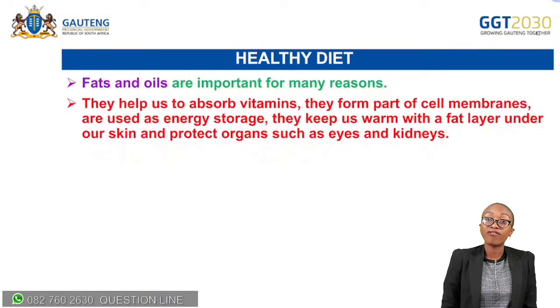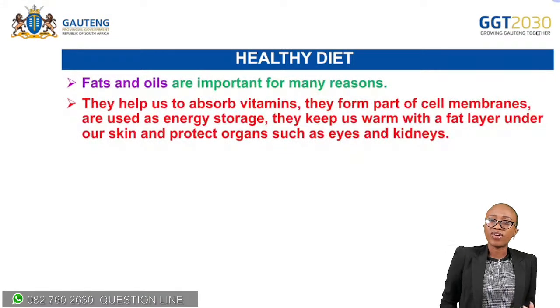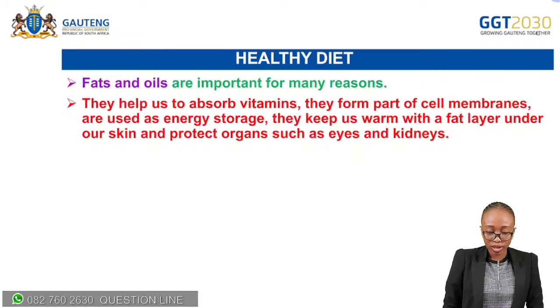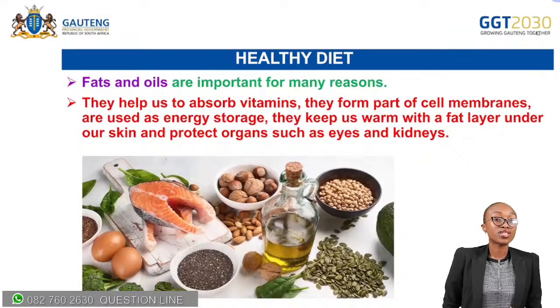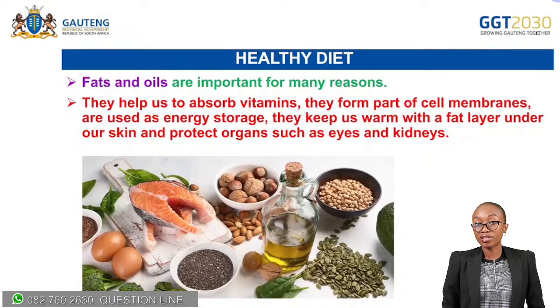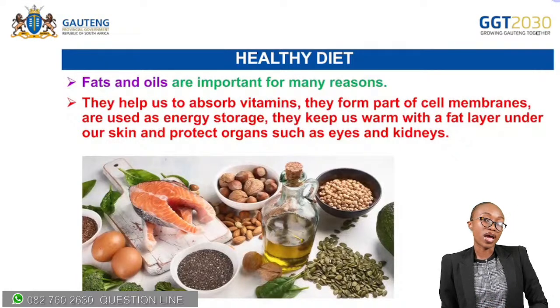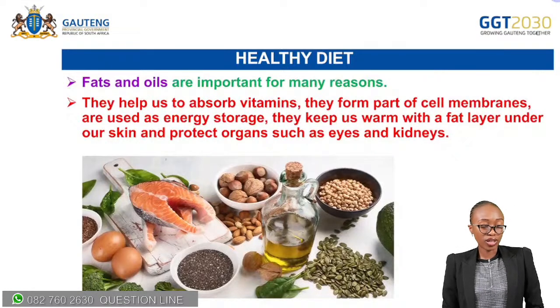Next, we have fats and oils. I know there's a misconception that fats are bad for you, but fats are actually important in the diet. Why is that so? There are many reasons why. They help us absorb vitamins. They form parts of cell membranes. Remember when we were learning about the cells? Yes, fats and oils form part of that cell membrane. They are also used as an energy storage. Remember we get our energy from carbohydrates. So energy can also be stored as fats in the body.